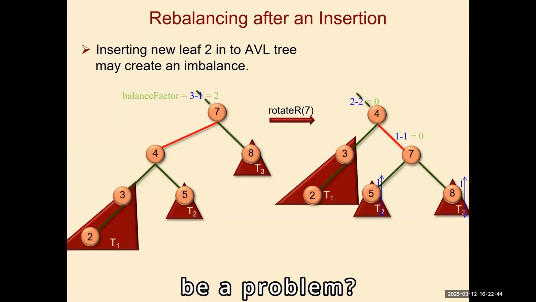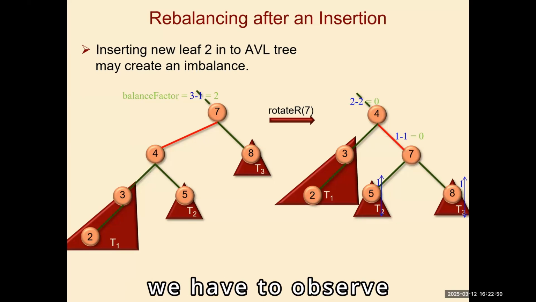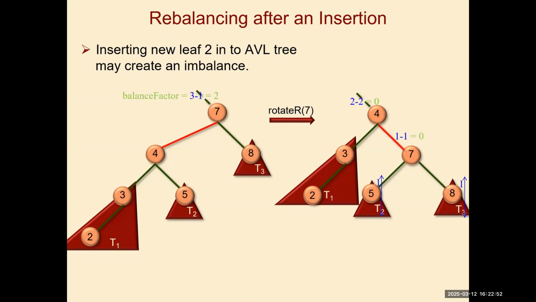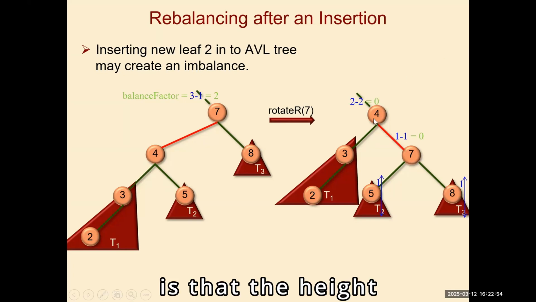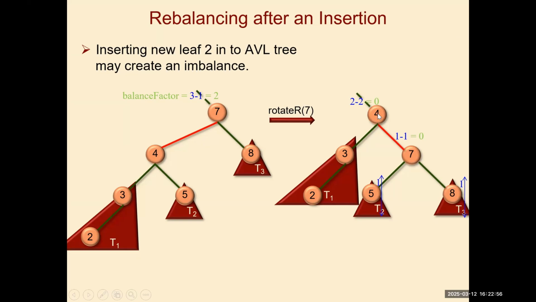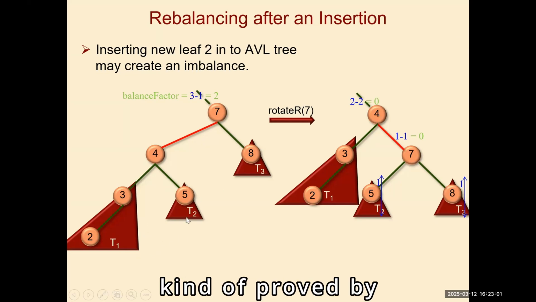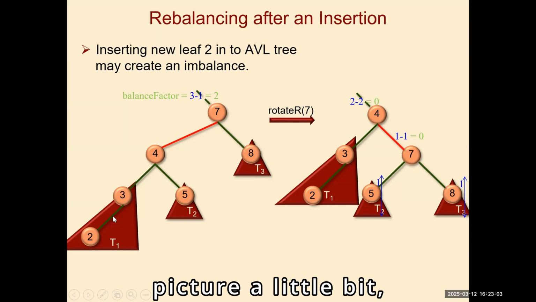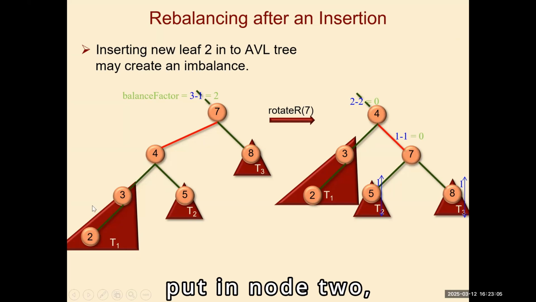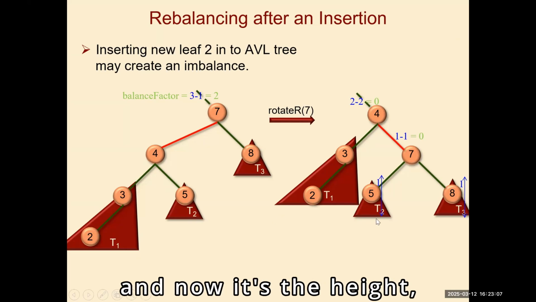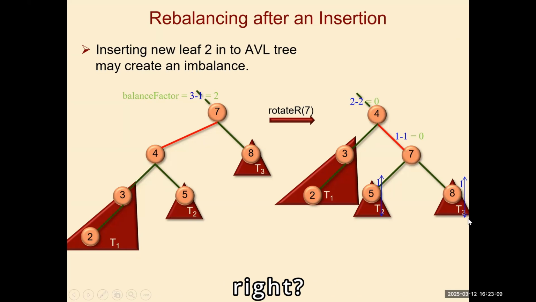Are they going to be a problem? No, they're not a problem, right? Because another thing that we have to observe is that the height of this tree here is the same as it was before, right? I mean, this is kind of proof by picture a little bit, but before you put in node 2, this was the height, and now it's the height, right?